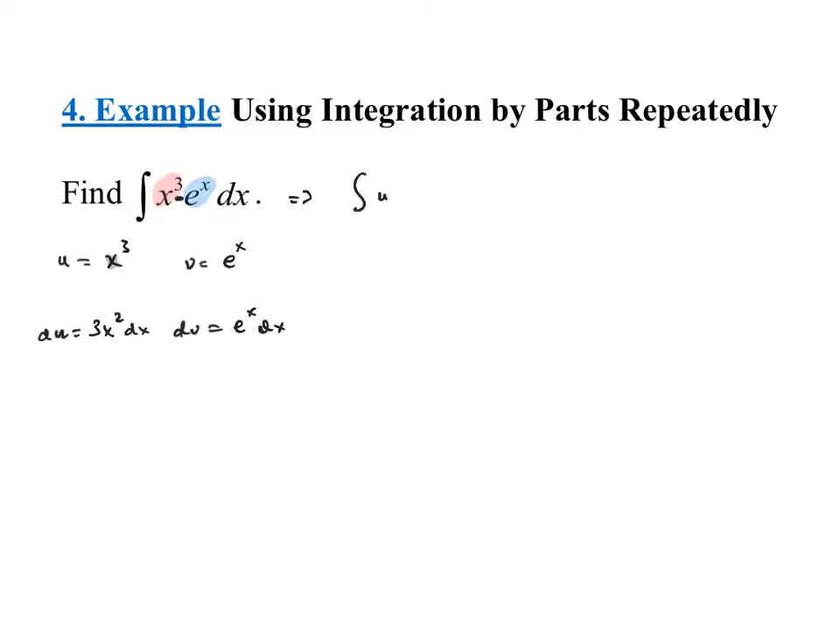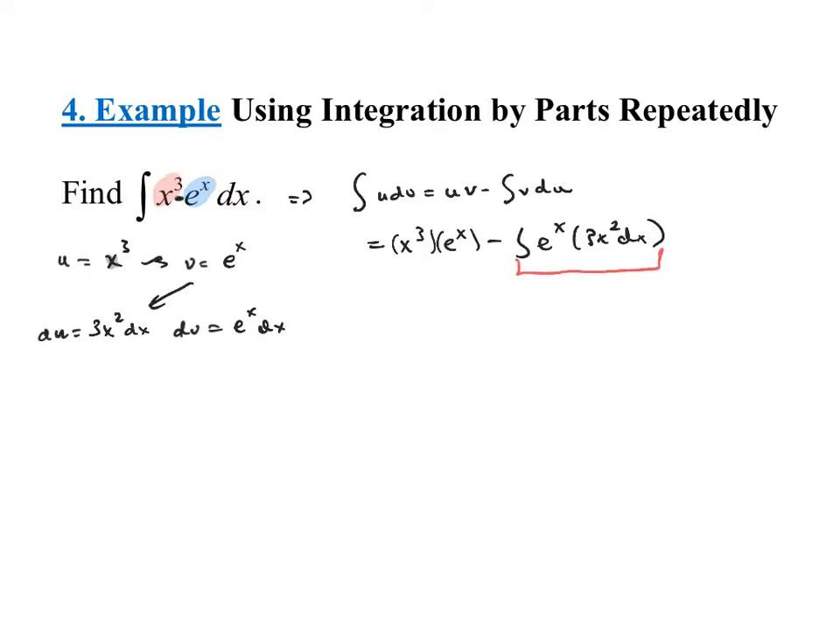So remember, we're going to say the integral of u dv equals uv minus the integral of v du. So in this case, u times v would be x cubed times e to the x minus the integral of v du. So this would be e to the x times 3x squared dx. Well, crud. If I'm looking at this second part right here, that integral doesn't look too much better than my original integral. I guess it does look a little bit better in the sense that it's 1 less power of x. So what the heck do I need to do?